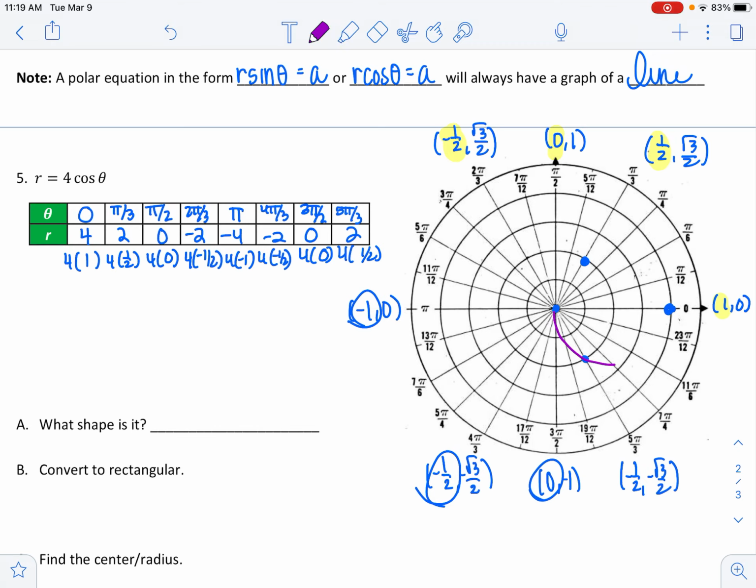So what you have to realize is that this is forming a circle, okay? Now, if you don't realize that, we'll look at it in our calculator in just a second to get a better idea, okay? It's forming a circle. If you connect those, you can make a circle, okay? So let's write down that it's a circle.